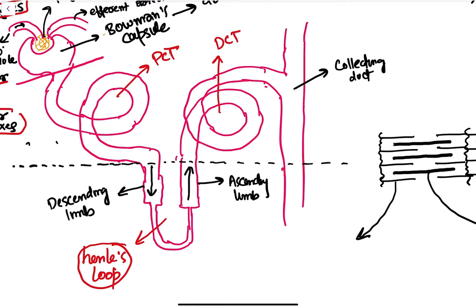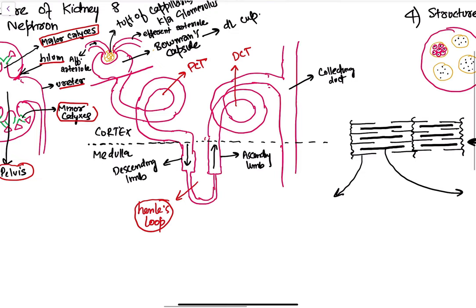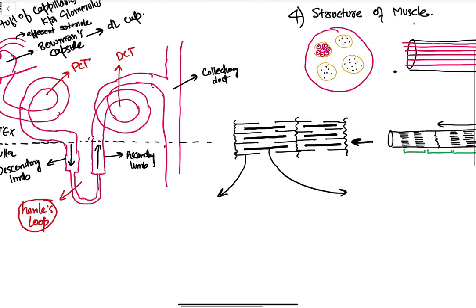So this is our renal cortex, and everything below this line is present in the renal medulla. Our Malpighian corpuscle, our PCT, DCT, all are present in the cortex, and our loop of Henle and a part of the collecting duct are present in our medulla. So that is about the nephron.